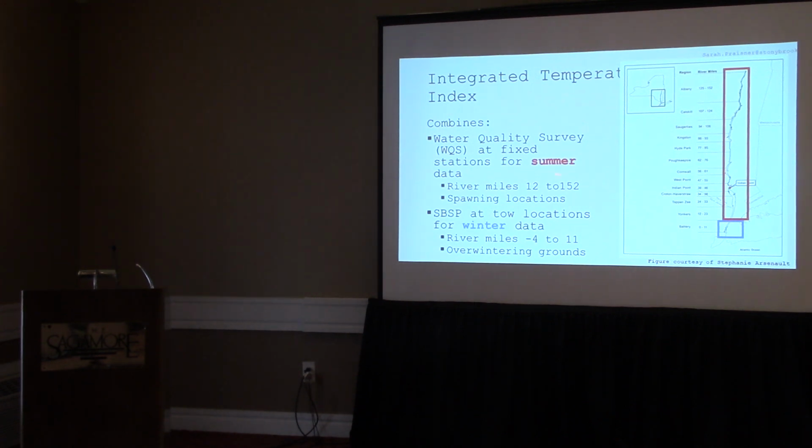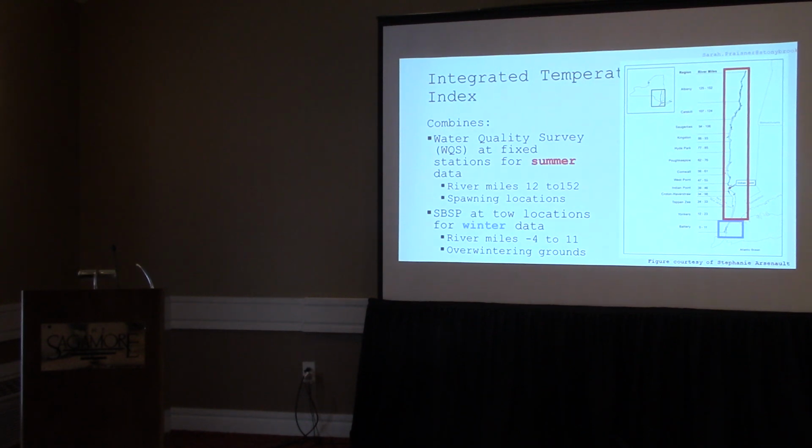And so what I'm showing you here is basically that summer, late spring, early fall temperature data are aggregated over river miles 12 to 152, so that is literally just averaged over the entire region. And then these winter water quality data are only for the Battery.